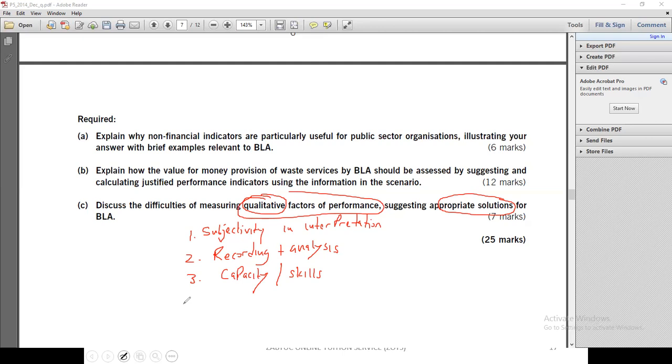Okay. And the list of qualitative factors can be long, eh? Non-financial information. We can have a long list. And normally we refer to this as the issue of information overload.